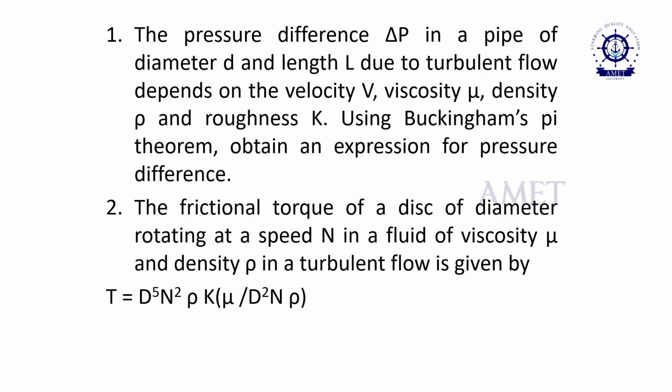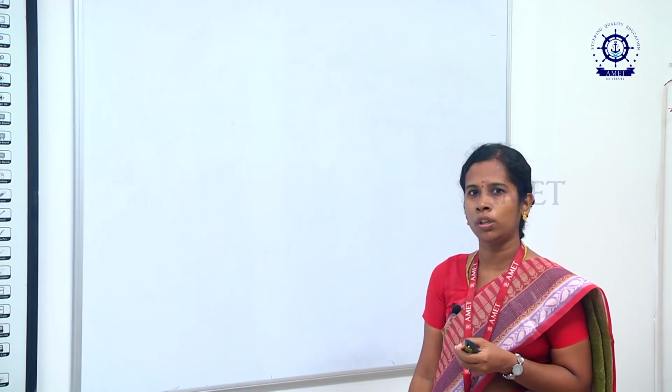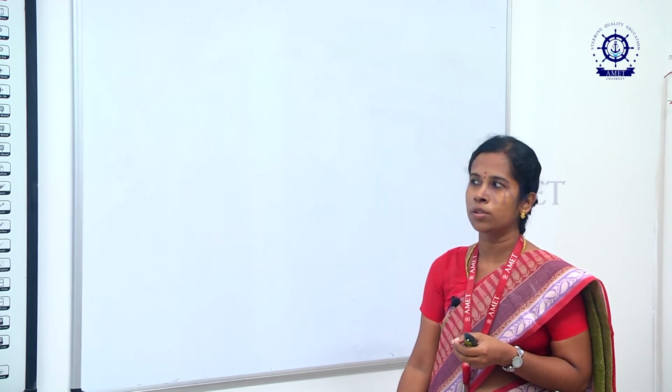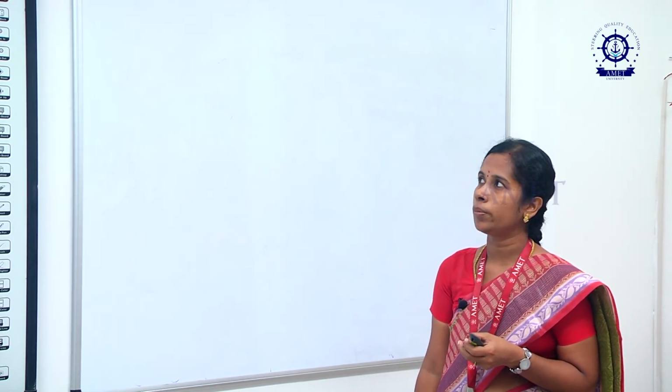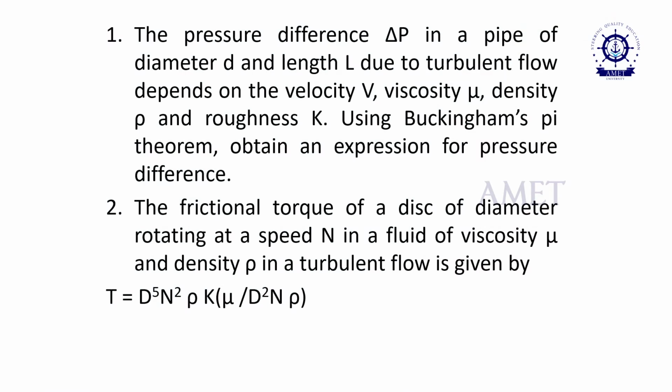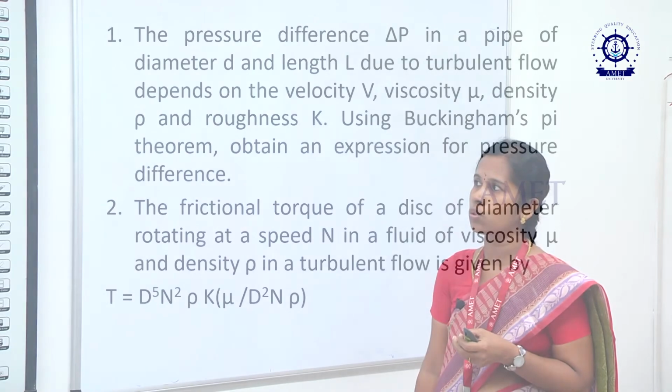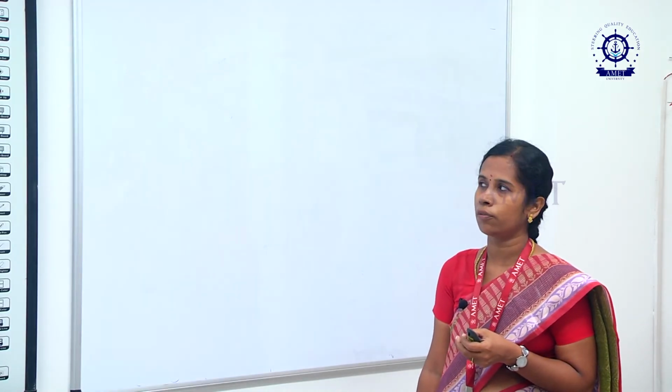We will see how to solve a problem using Buckingham's pi theorem. In the slide I have given two problems; one I will solve and show you how to do it, and the next problem will be an assignment for you. What is the first problem? It says the pressure difference in a pipe of diameter d and length L due to turbulent flow depends on velocity, viscosity, density and roughness.